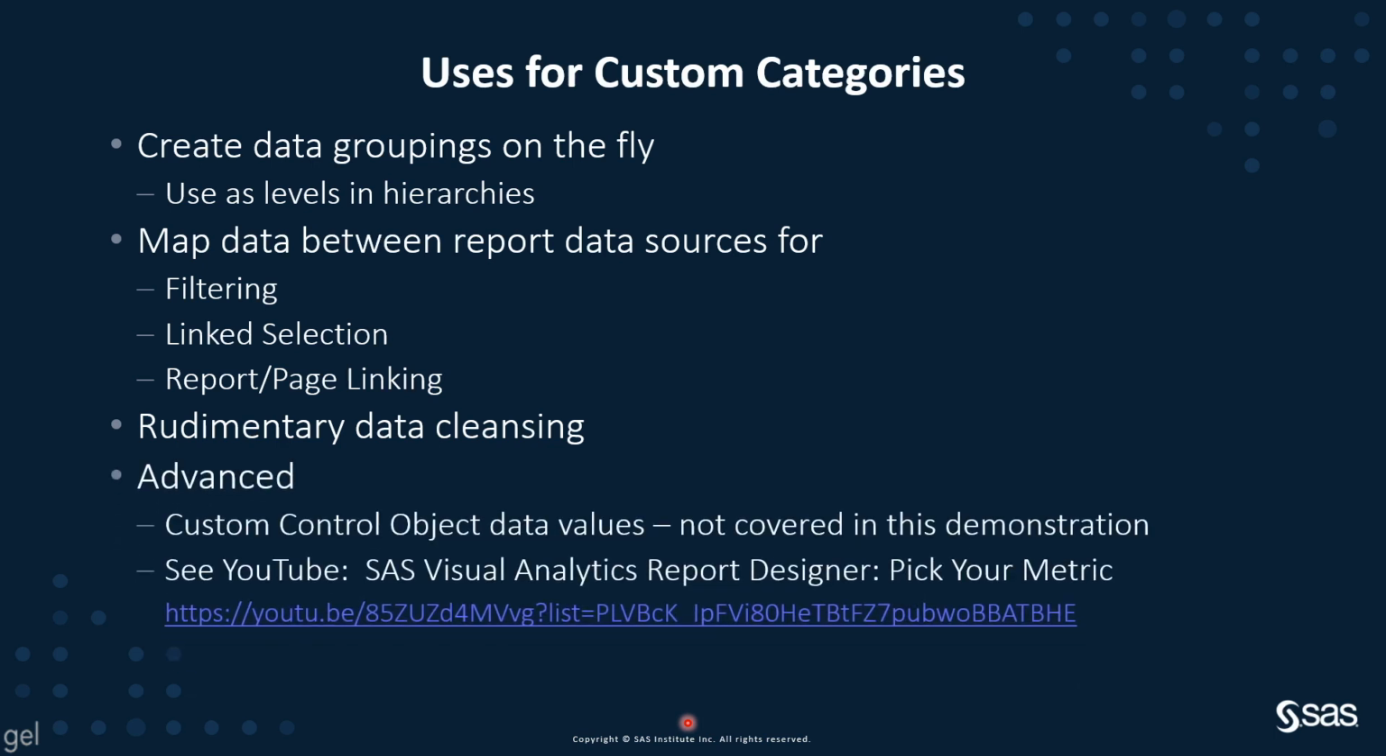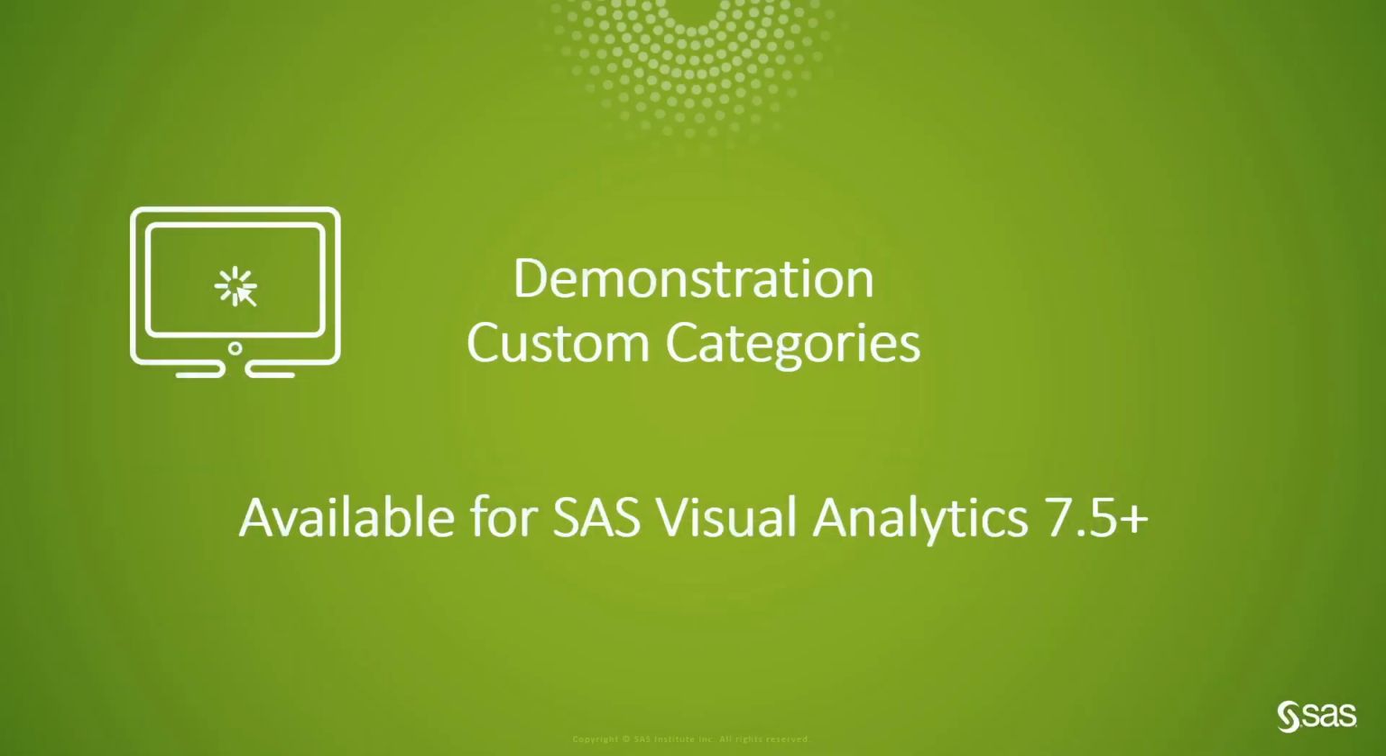Or for an advanced use where you could create a custom category to serve as data values in a control object to prompt the user for a value not in your data. This is not covered in this demonstration, but see my YouTube, SAS Visual Analytics, Pick Your Metric. Let's get started with the demonstration.